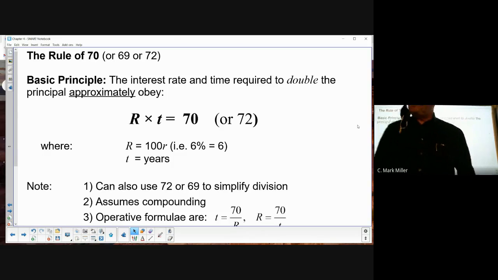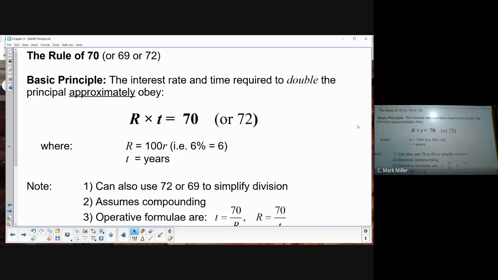So suppose you know the interest rate you're going to have, or you make an assumption what return you're going to have in the stock market or whatever. You divide that into 70 or 72, whichever one it goes into evenly. And that gives you the number of years it takes to double your money at that interest rate. The other way around works.